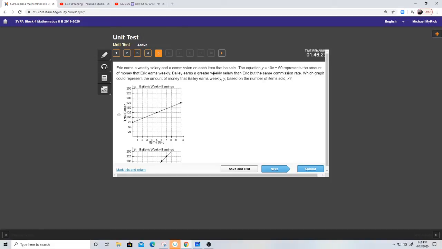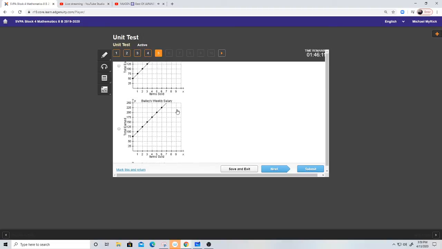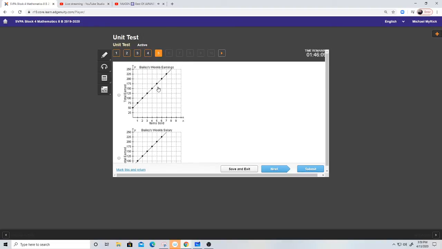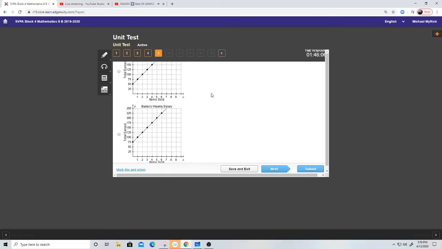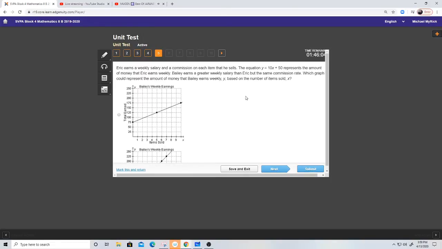See that? Bailey earns a greater weekly salary, but the same commission. The same salary means he's got the same 50 intercept, right? 75, 50, 75, 50. So it's got to be this one or that one. So Eric's commission, okay, so Eric has 10. So basically Bailey's has to be greater than 10.